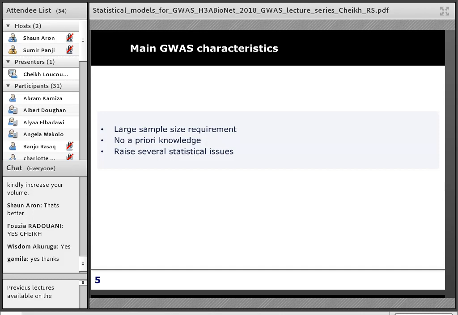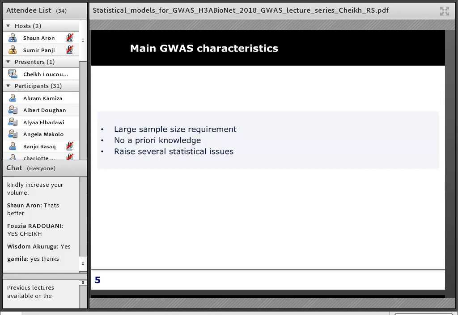You have no prior knowledge. That means it's hypothesis-free. You start without any hypothesis on the data, on the SNPs. You don't know which one is associated with the disease. And this also raises several statistical issues that are presented here.